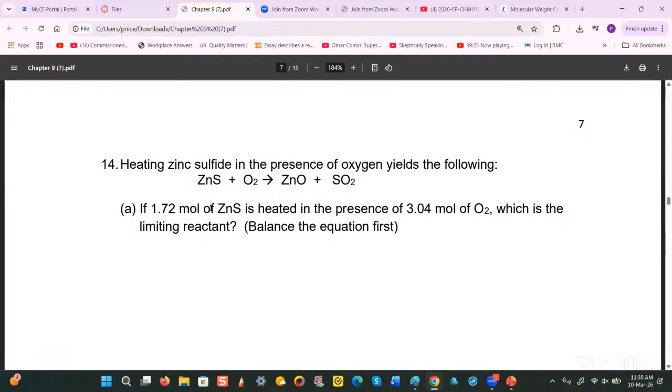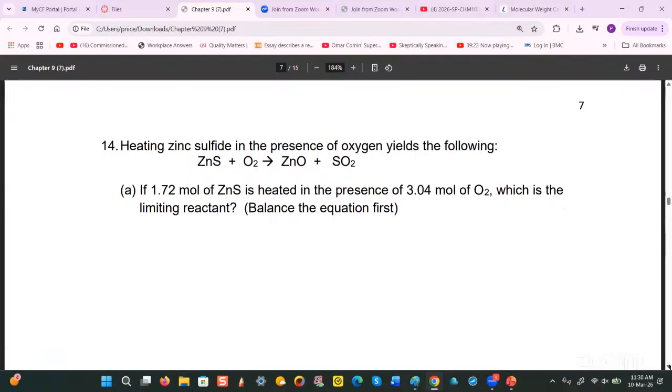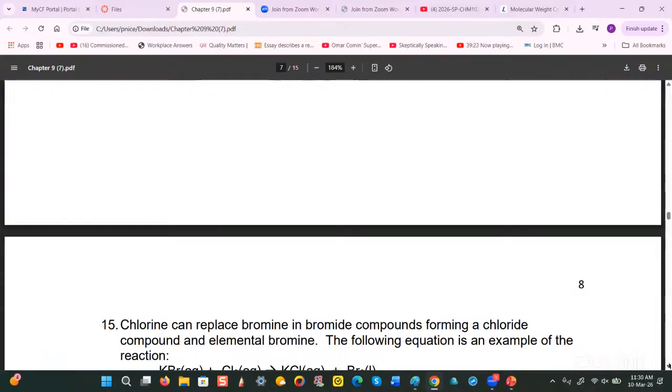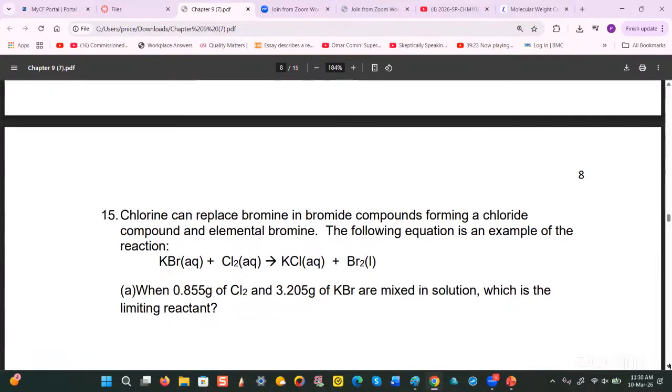Right, so they gave you the moles of zinc sulfide, they gave you the moles of oxygen, and you have to find out which is the limiting reactant. So basically what we did in the previous 2 questions, it's the same idea, but make sure that you balance the equation first. I'm going to leave that for you to do. And they're asking for the moles of the excess reactant again, so same idea as before. So let me move on now to question number 15.